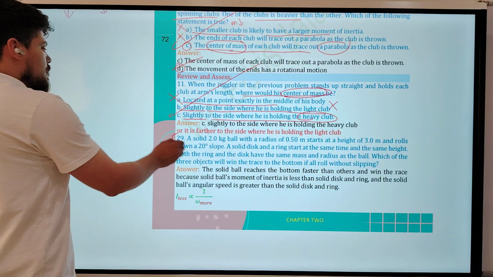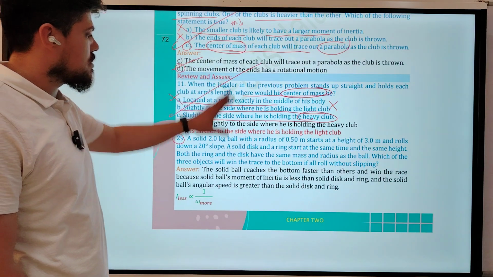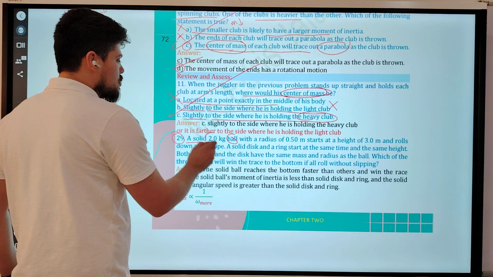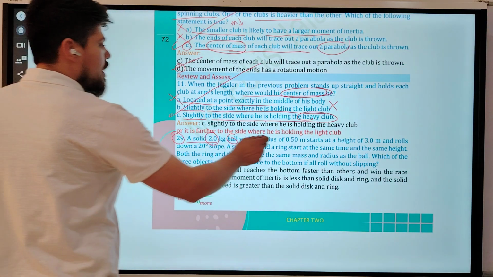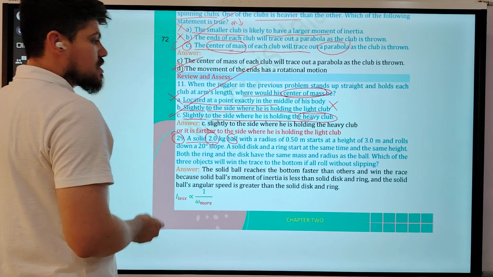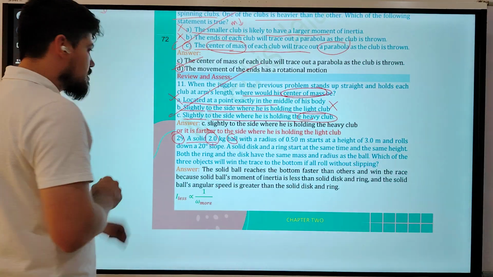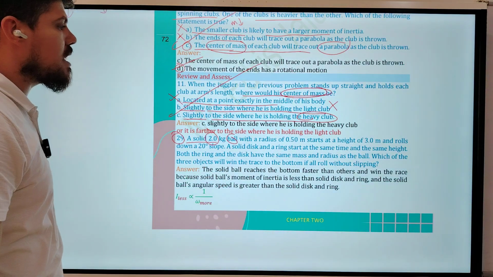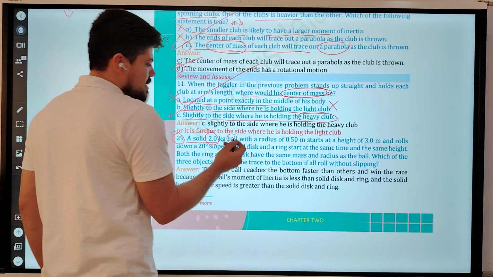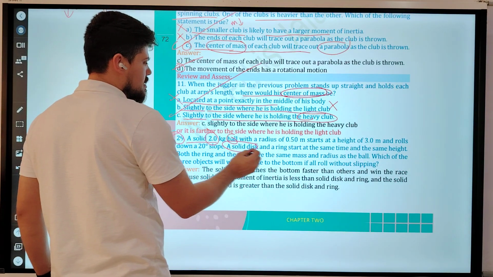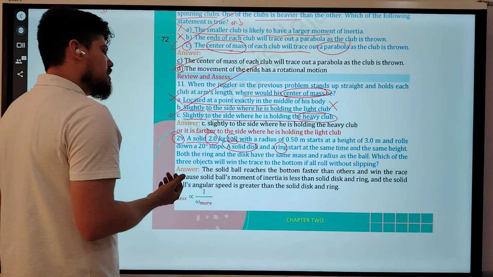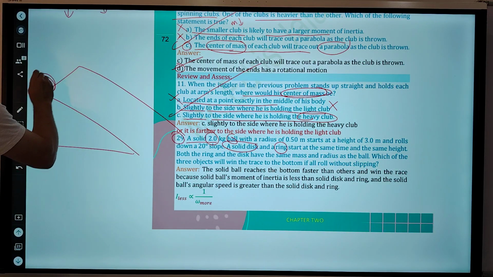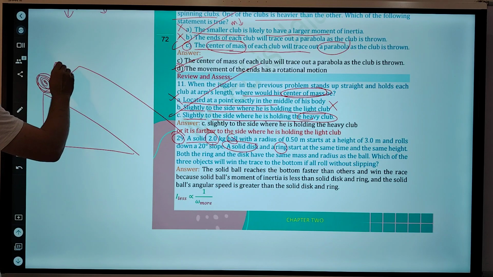Question 29. We're going to solve this question in section 3 also. In this question, a solid ball, 2 kilograms, radius 0.5 meters, starts at a height of 3 meters and rolls down a 20 degree slope. A solid disc and a ring start at the same time and the same height. What is the second object? Solid disc and ring. Now, how many shapes do we have? Three: solid sphere, solid disc, and ring.